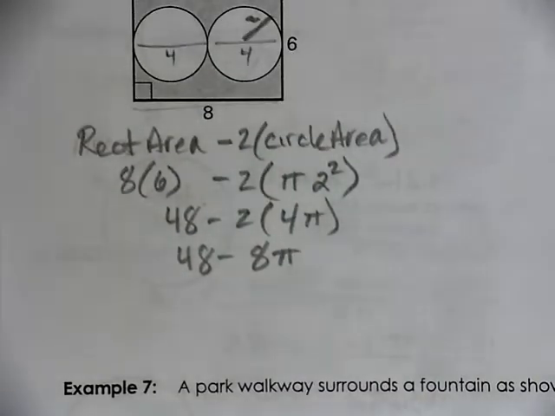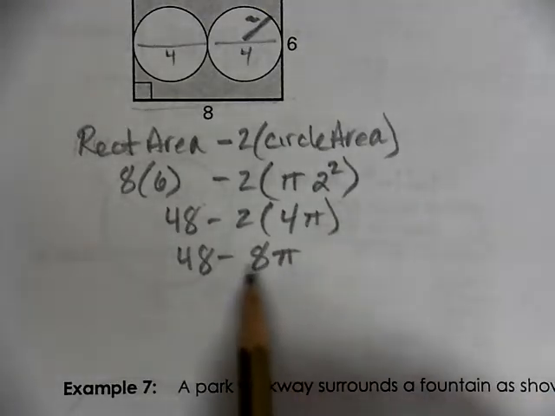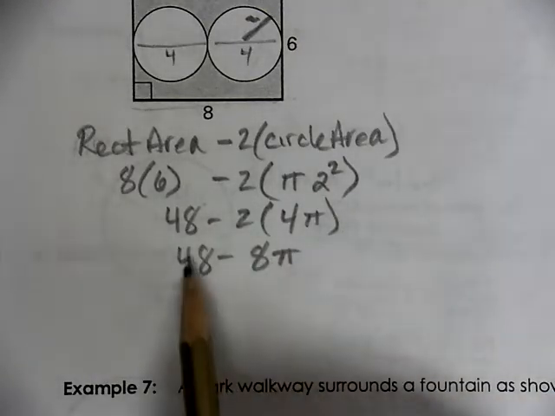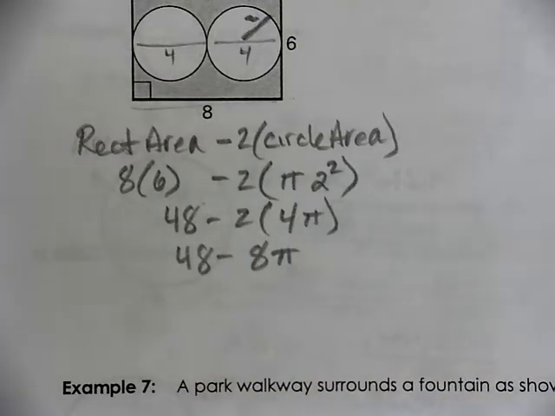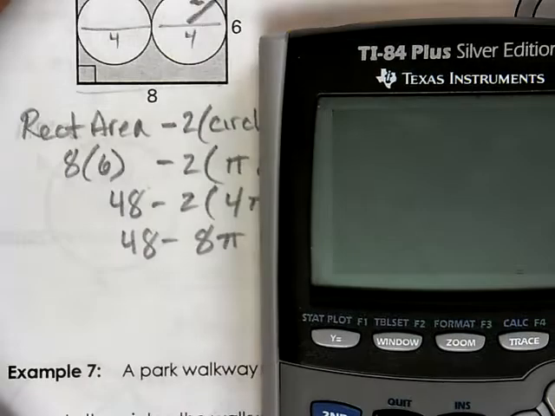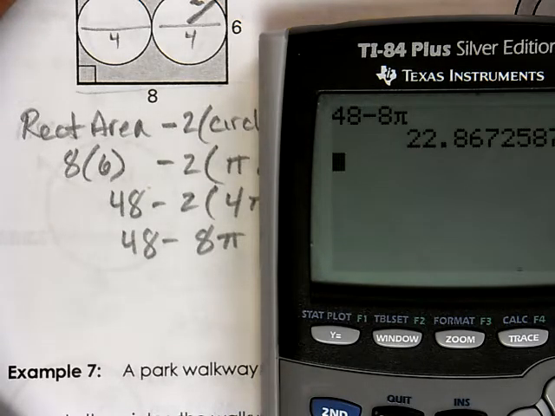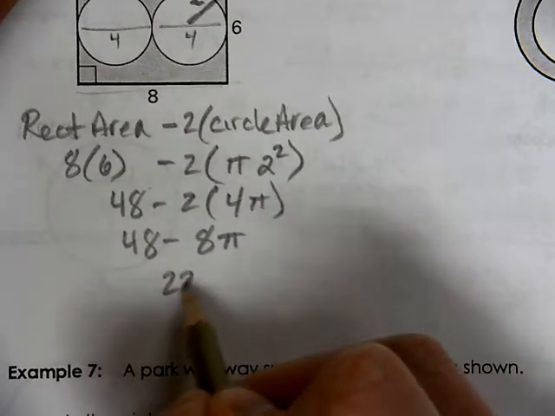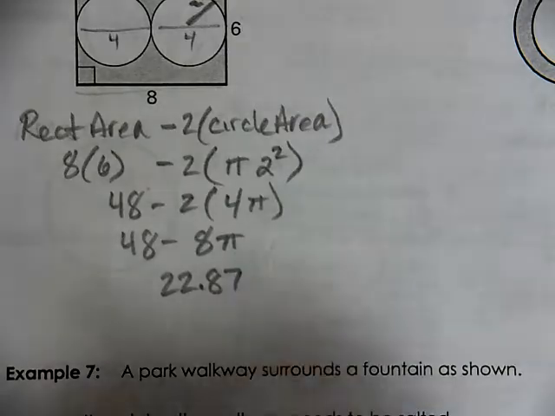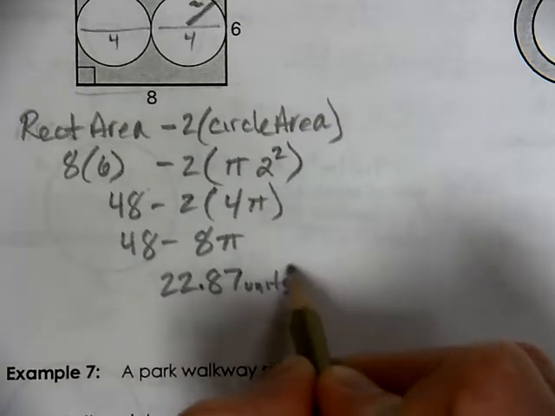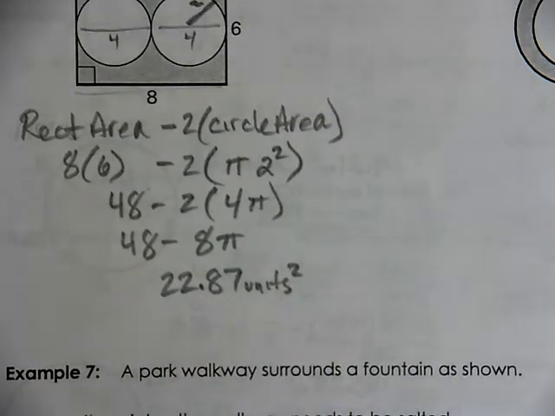You cannot call that 40 pi. Because they're multiplying, you cannot just subtract out the 8. So 48 minus 8 pi. And we get 22.87. Those would be units squared, square units.